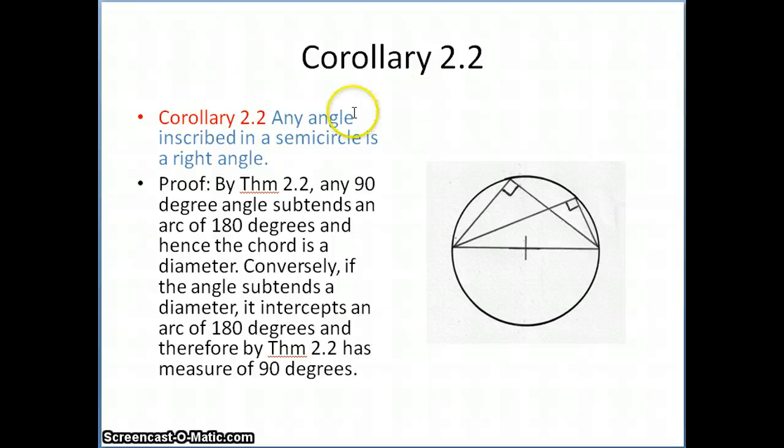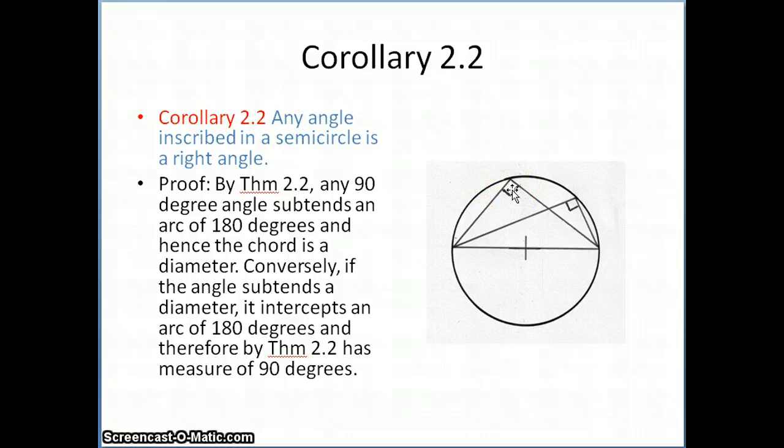The next corollary: any angle inscribed in a semicircle is a right angle. If you look at the picture here, this is a circle and this is a diameter. A diameter will cut the circle into two semicircles. And this angle, for example, is the inscribed angle because its vertex is on the circle. So this inscribed angle, by corollary 2.2, must be 90 degrees.